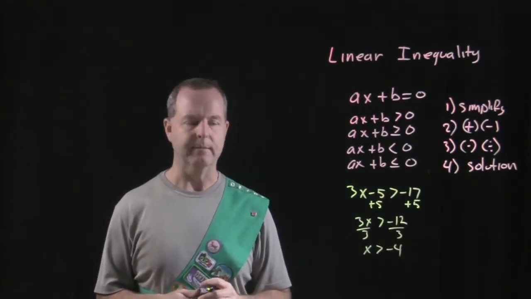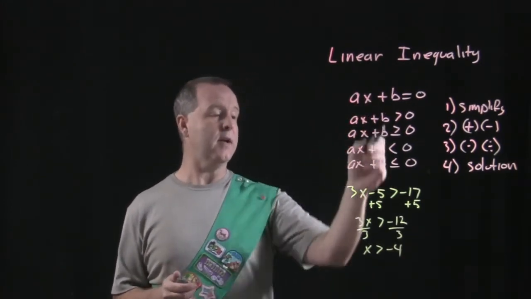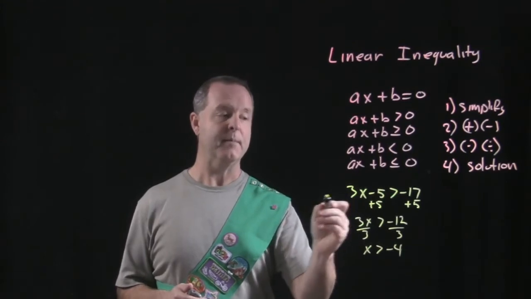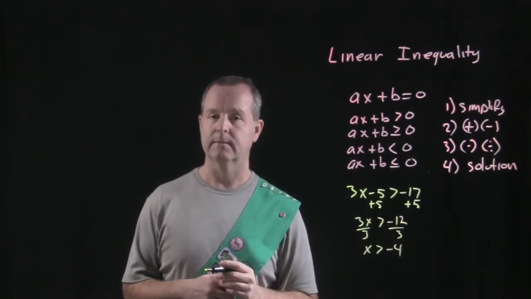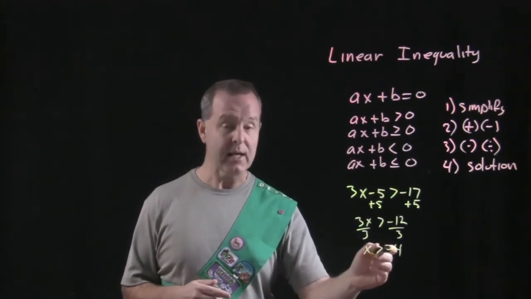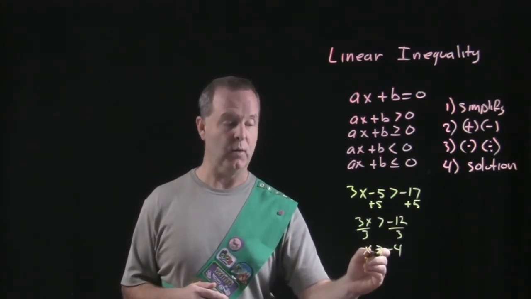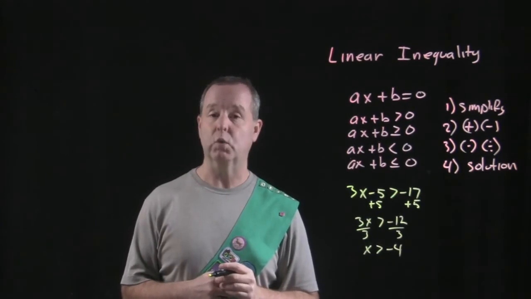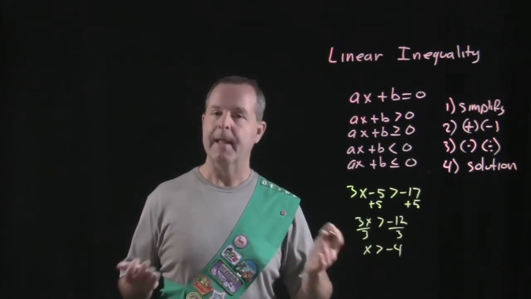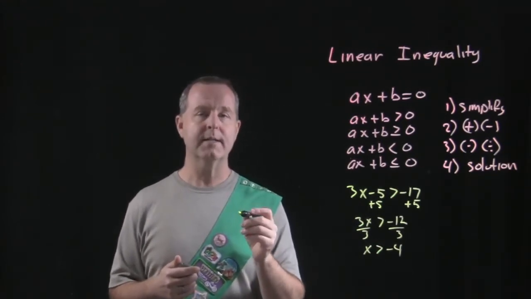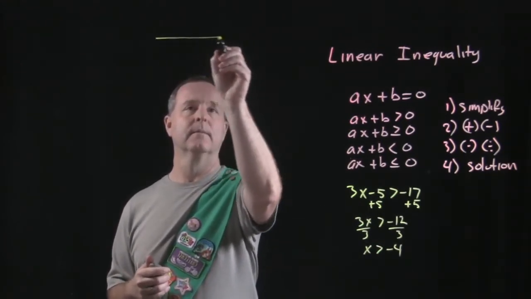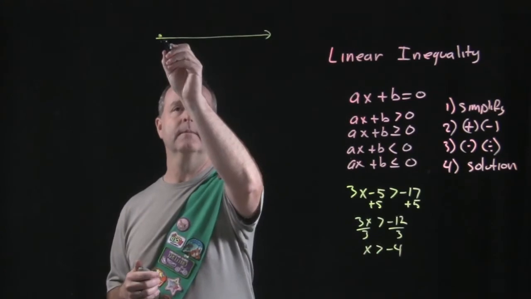So what does that tell me? It tells me that this linear inequality that we started off with becomes true for all x's greater than negative 4. It doesn't become true if x equals negative 4, since there's no greater than or equal. Its only values are greater than negative 4. How do we provide that solution? There's two ways that are typical that we'll use. One is a graphical solution, which means we'll draw a number line.